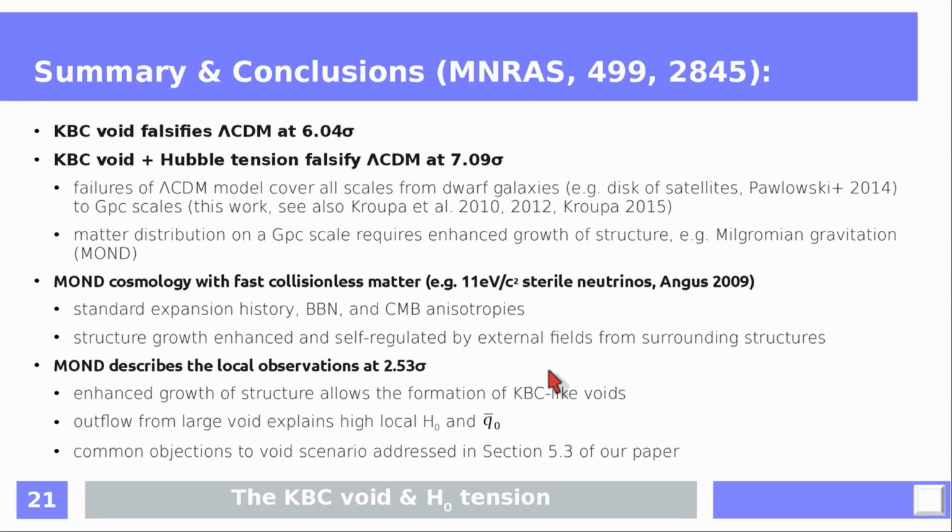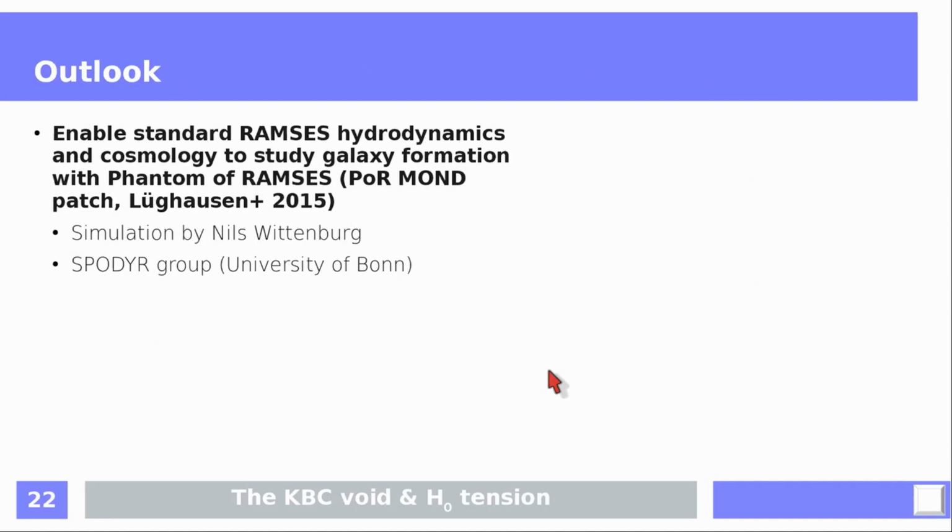So where will you be going to next? What are the new things that need to be done on this topic? So in the next step, it is important to study galaxy formation and evolution in a cosmological context, for example, by using the Phantom of Ramses patch to the standard RAMSES code. And this is currently done by the PhD student Nils Wittenburg, who is also a PhD student in the Stellar Populations and Dynamics Research Group led by Professor Pavel Kroupa. And I can show some preliminary results of his simulations.